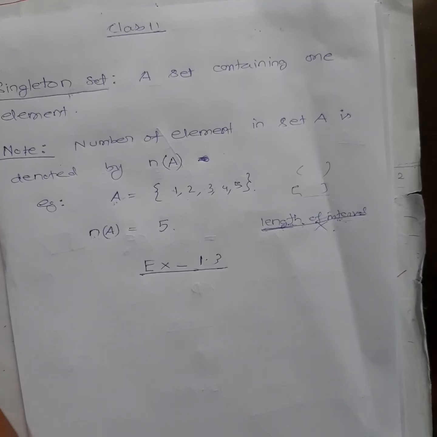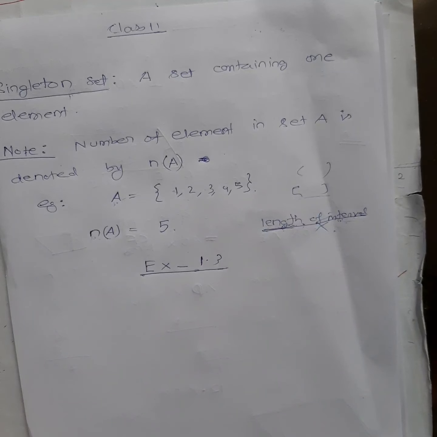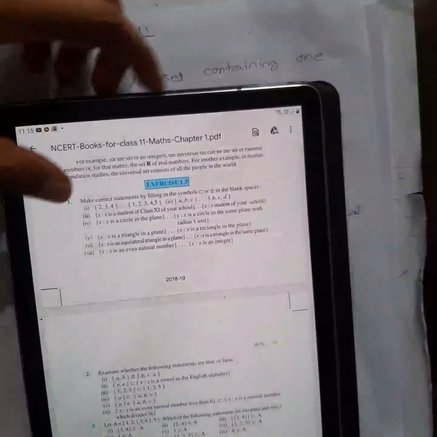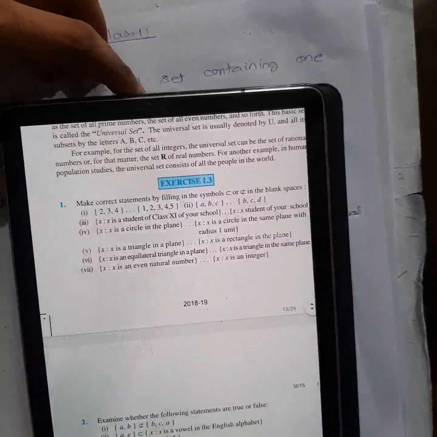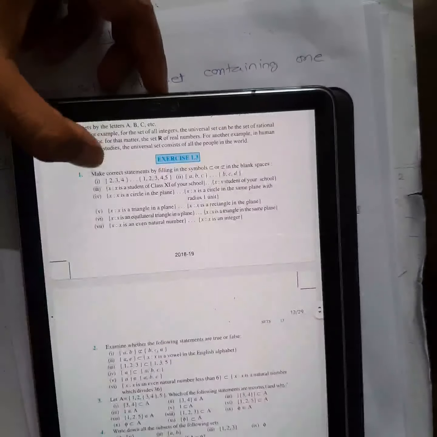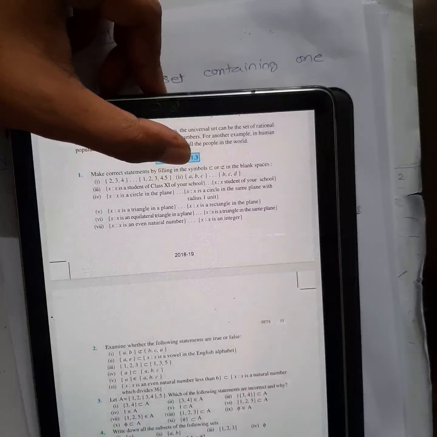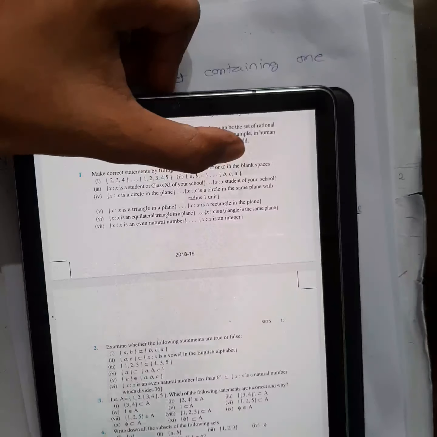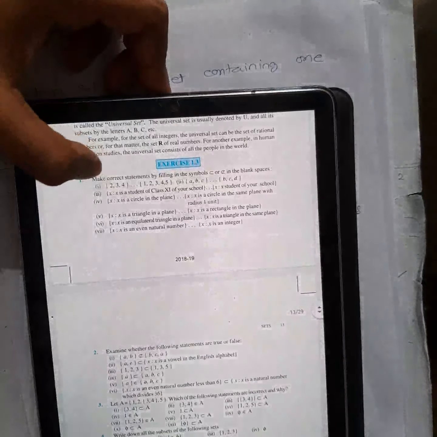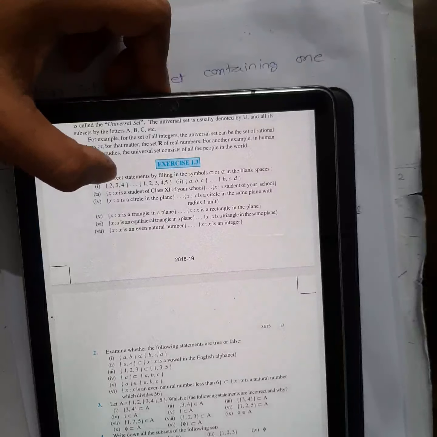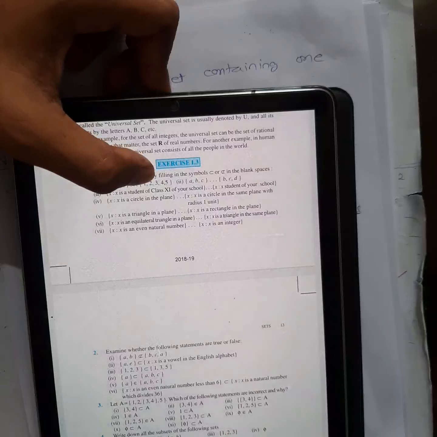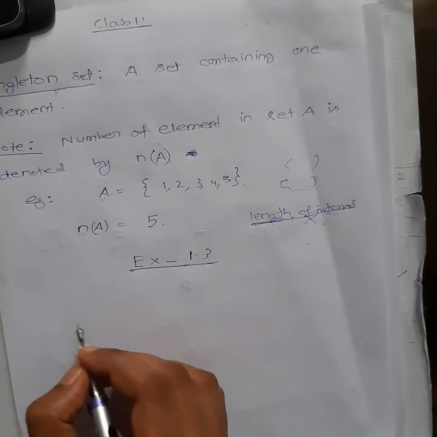So your first exercise, first question, let me take it out. So what is your first question? You can open your textbook and see from there. The question: make correct statements by filling in the symbols, the symbol of proper subset or not a proper subset, in the blank space. So a set is given here: the first set has elements 2, 3, 4, then a blank, then the other set is 1, 2, 3, 4, 5. So you have to put here either proper subset or not proper subset.